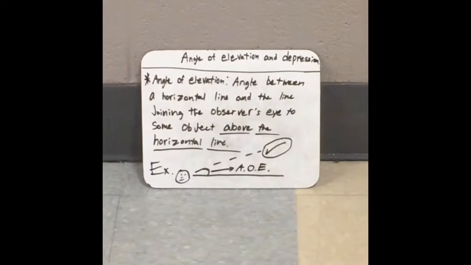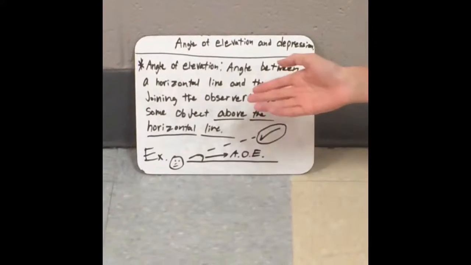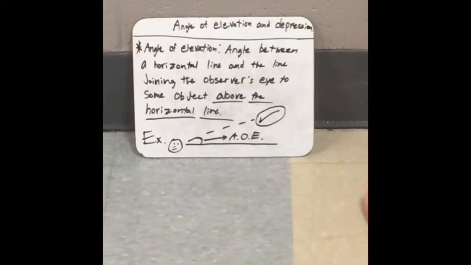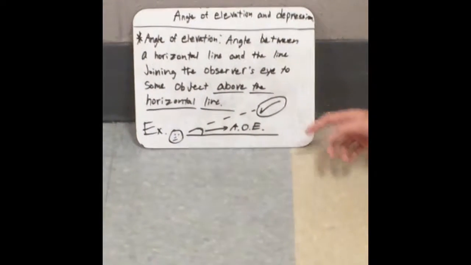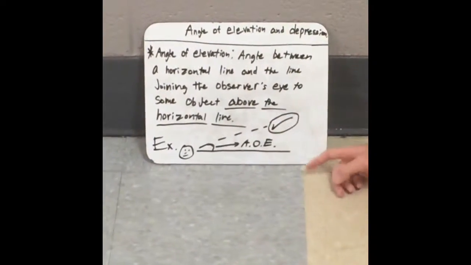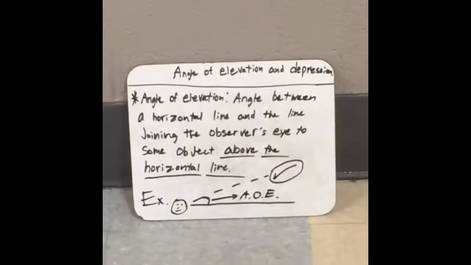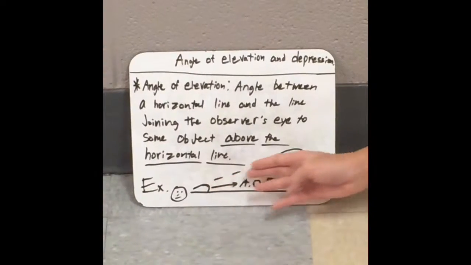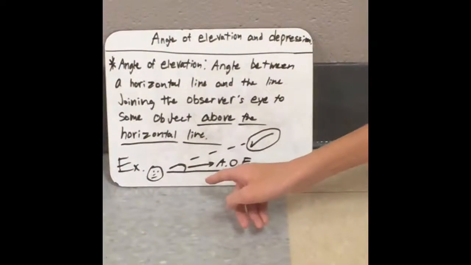First thing you need to know about angle of elevation and depression is one of the key terms, angle of elevation. Angle of elevation is the angle between a horizontal line and a line joining the observer's eye to some object above the horizontal line. That's important because it has to be above the horizontal line to be the angle of elevation.